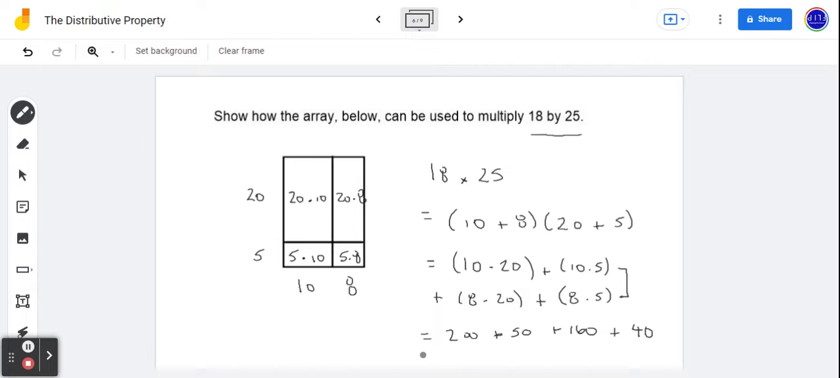So then altogether, that looks to be a total of, let's see, that's 200 on the end. Another 200 is 400, so 450.